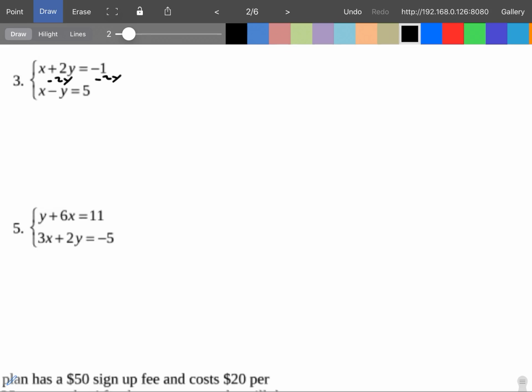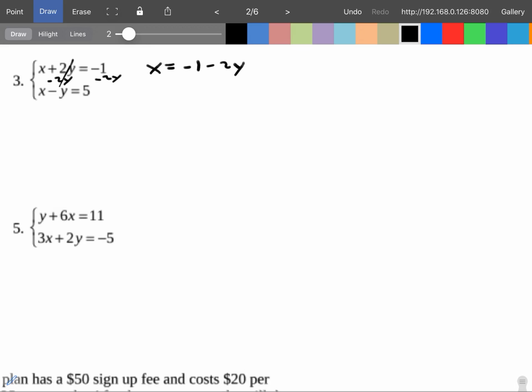The 2y's on the left-hand side are going to cancel out. So the top equation is going to become x equals. Now you can either write negative 2y minus 1, or you can write negative 1 minus 2y, either way. I'll write negative 1 minus 2y.